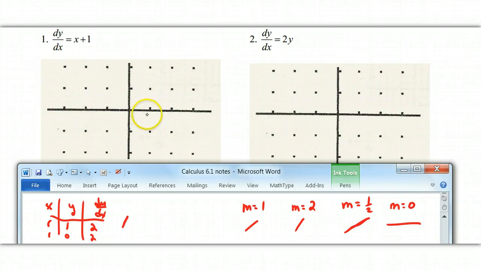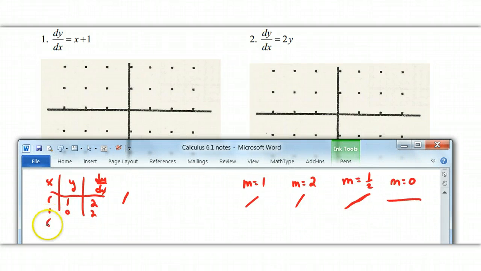Now don't make these lines too long and don't make them too short. They have to be long enough so you can see the slope, but not too long so they run into the other ones. Now if I take and I do some more points, for instance 0, 0. Now with 0, 0, I'm going to have a slope of, take 0 plus 1, I get 1.